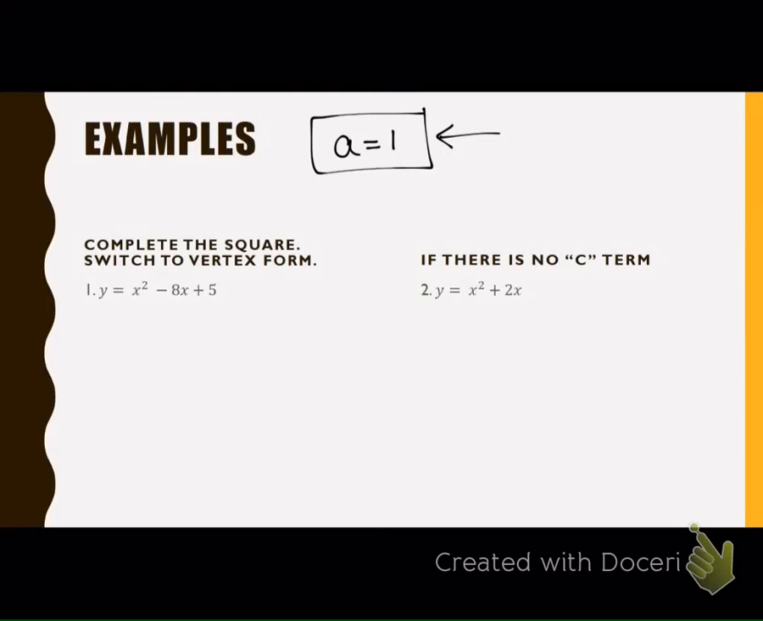So, do you see how A is 1? You see that? Don't be doing this all the time.